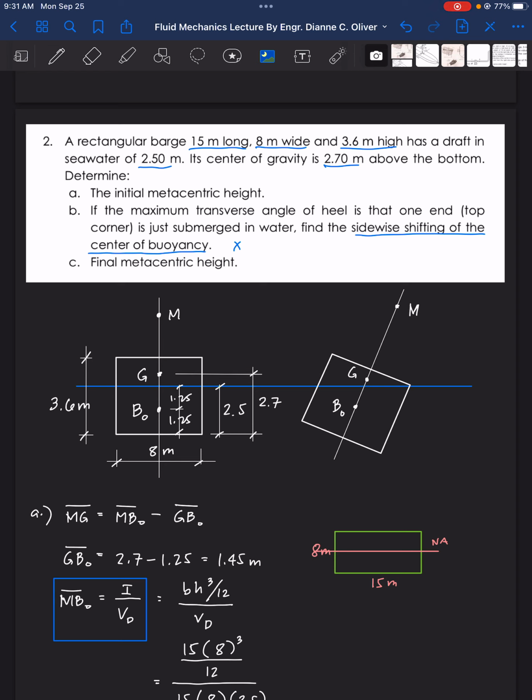Here we go. So this is the tilted body, for our letter B. Here is our line of action of the metacenter on the buoyant force. And then we have a sidewise shifting. From the center of buoyancy here, up to the new center of buoyancy, this is x, and this is perpendicular. So we're going to look for the value of x.